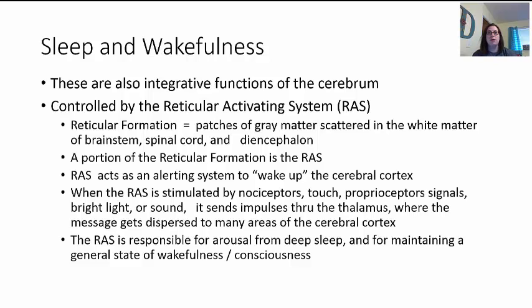Let's just say you had a dream you were falling, and it causes you to jump. You feel that bright light or sound. It's going to send the impulses to the thalamus. These are going to be dispersed to the proper area in the cerebral cortex. So then the RAS is responsible for arousing you from your deeper sleep.